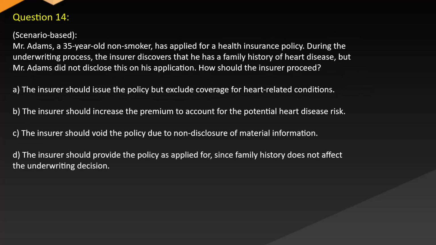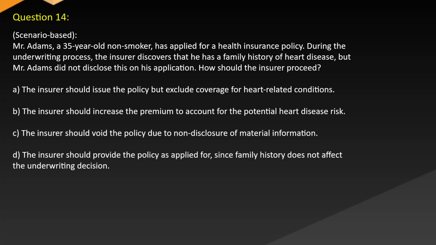Question 14, scenario-based. Mr. Adams, a 35-year-old non-smoker, has applied for a health insurance policy. During the underwriting process, the insurer discovers that he has a family history of heart disease, but Mr. Adams did not disclose this on his application. How should the insurer proceed?